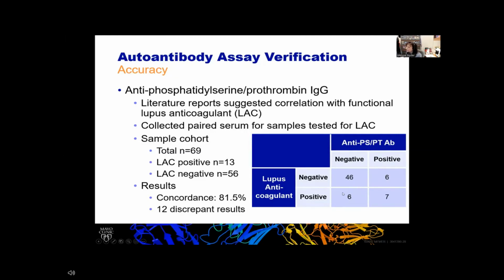But in some cases, the abnormalities that they were seeing on the functional lupus anticoagulant were fairly minimal, and that could explain some of these discrepancies possibly. On the other hand, some of these samples where the PSPT IgG was positive, but the lupus anticoagulant was negative, this may actually reflect the presence of some kind of inhibitor such as heparin, and that may explain why we see some of these discrepancies as well.